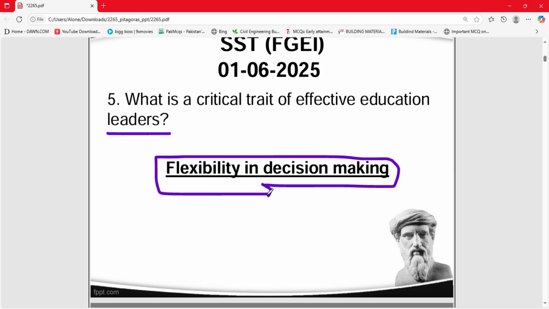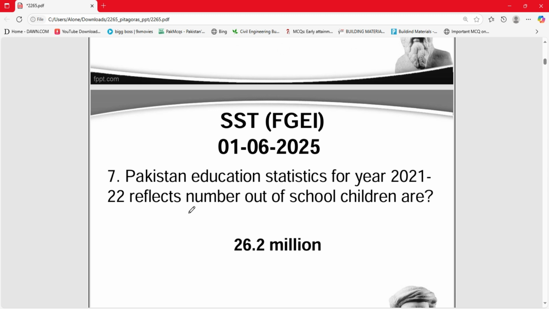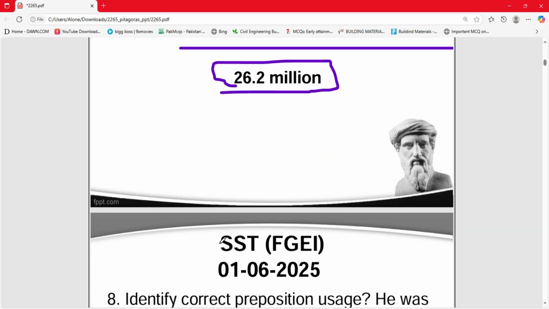Our next question is: in a conference of education development in 1951, the main hurdle identified was the lack of trained teachers. That is the right answer. Our next question, number 7, is: Pakistan education statistics for 2021 reflect the number of out of school children are 26.2 million. That is the right answer. These are all questions taken from pedagogy.